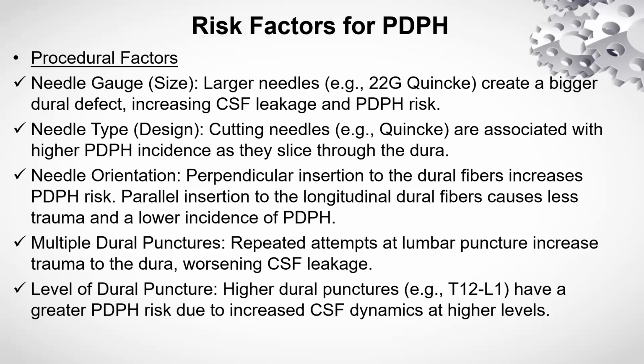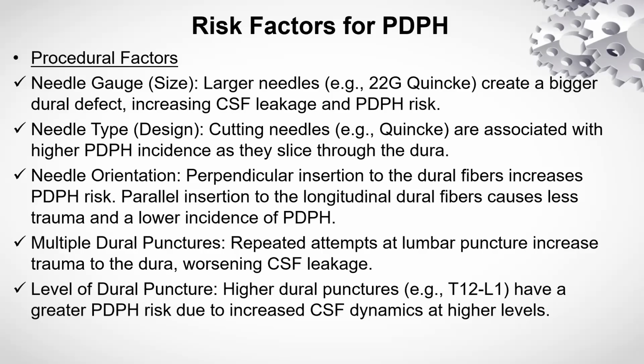All right, the size of the needle, larger needles create a bigger dural defect, which leads to increased CSF leakage. So we have very small needles, 27 gauge Quincke needles, and that's to reduce the risk of postural puncture headache. The needle type also has a role to play. So we're looking at needle size, needle type. The Quincke needles usually come with higher PDPH because they slice through the dura. And that's why most times we use the pencil point spinal needle.